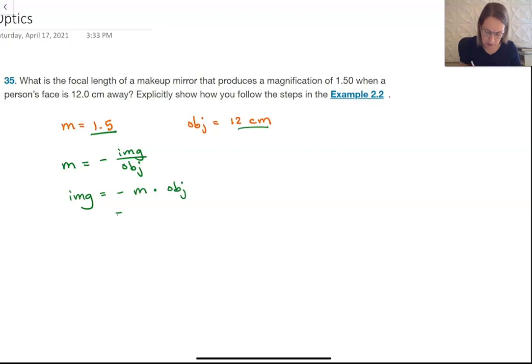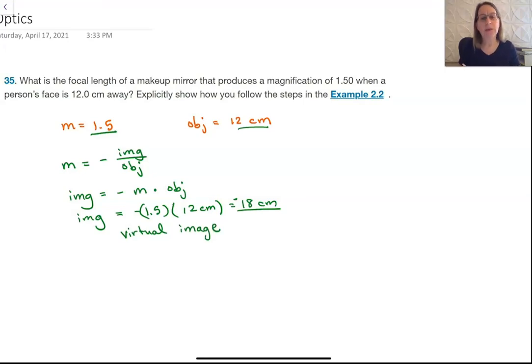And so putting those numbers in, I have the image distance is minus 1.5 times 12 centimeters. I don't have to change to meters as long as I keep this because magnification is unitless. And so that gives me a value of negative 18 centimeters. What does the negative sign mean? Well, it means it's a virtual image, which shouldn't be a surprise because I have a positive magnification.